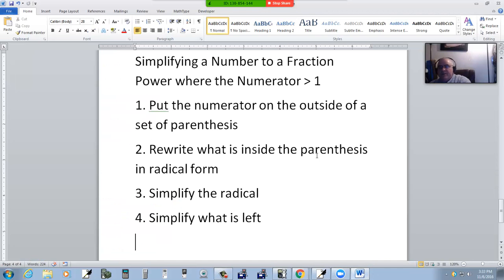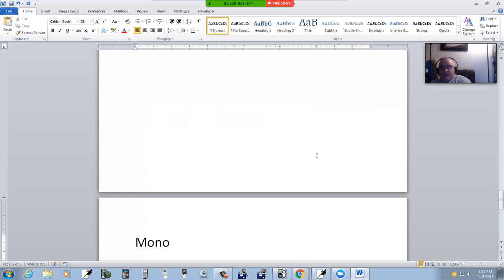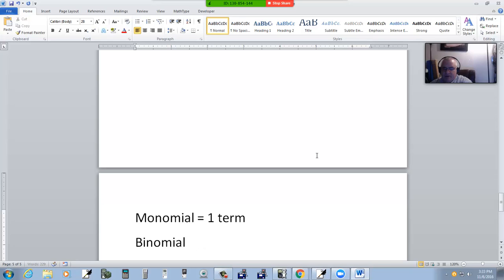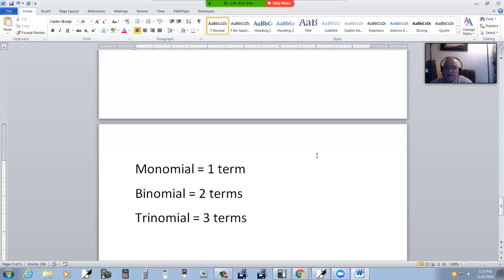Now remember earlier we talked about what a term is. Well, we have something called a monomial, which is one term. We have a binomial, which is 2 terms. We have a trinomial, which is 3 terms. We have a polynomial, which is 1 or more terms.